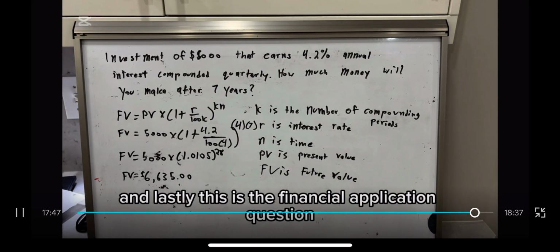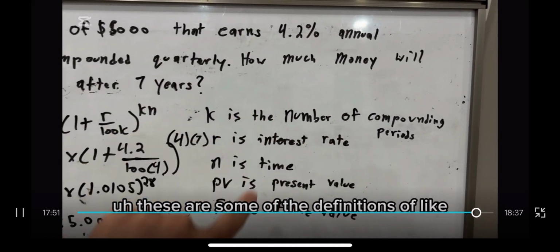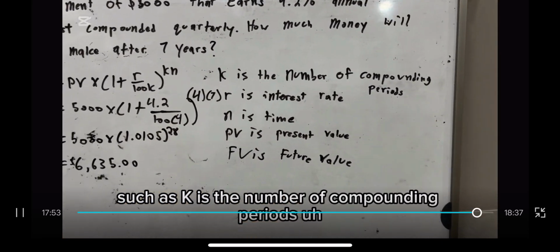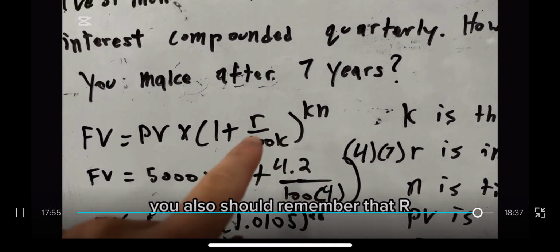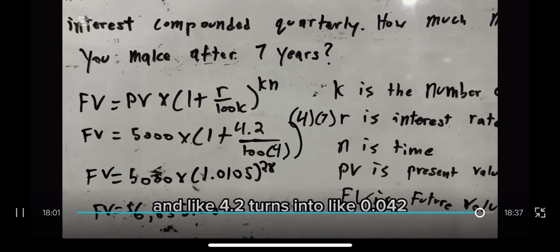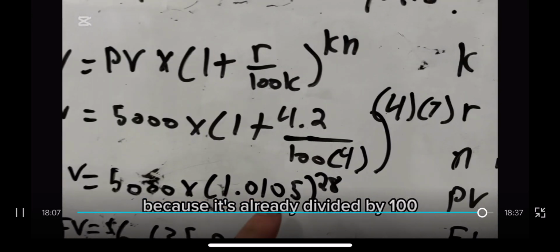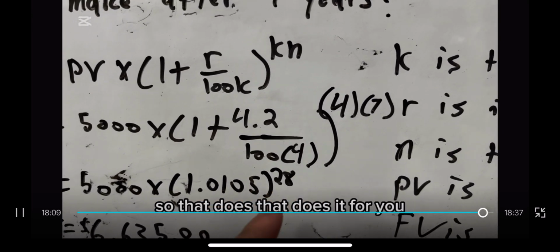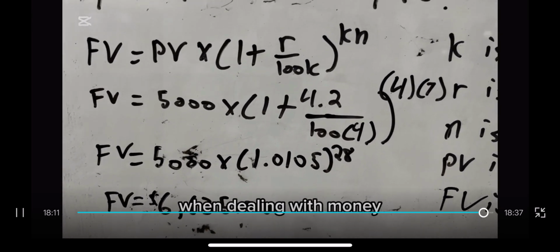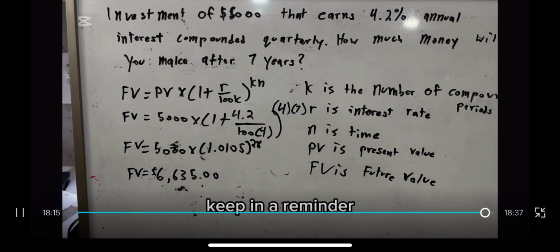And lastly, this is the financial application question, which you can also do for yourself. These are some of the definitions, such as k is the number of compounding periods. You also should remember that for r, normally you would have to move the decimal over, and 4.2 turns into 0.042. In this case, you would just keep the interest rate exactly how it is because it's already divided by 100, so that does it for you. And another thing to note is that normally when dealing with money, you would round to 2 decimal places. In this case, I didn't have to, but that's something that you should keep in mind.